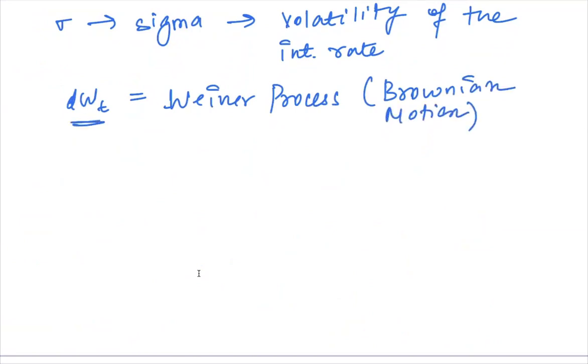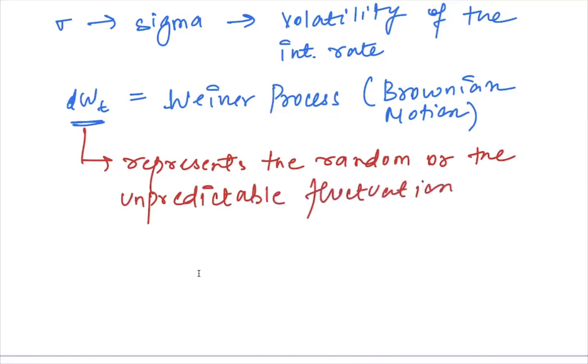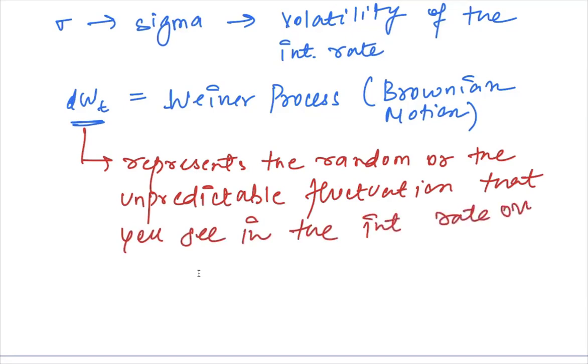So DWT represents what? The randomness. It represents the random or unpredictable fluctuation that you see in the interest rate over time. Okay.